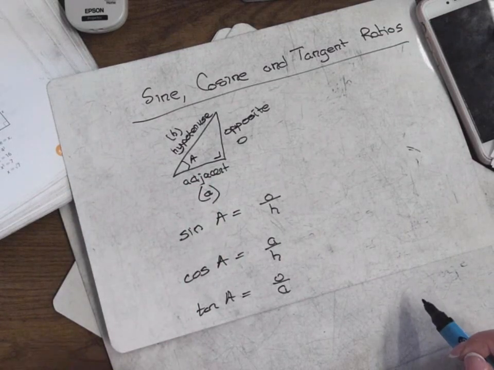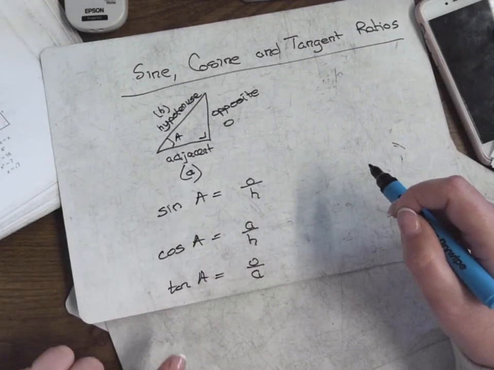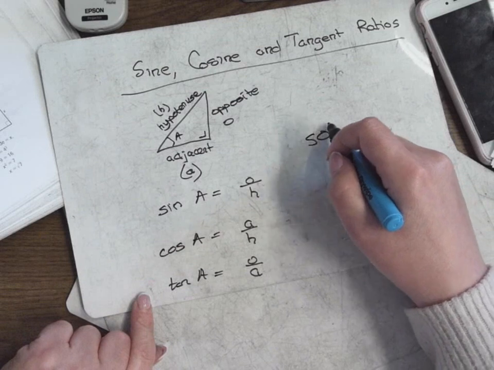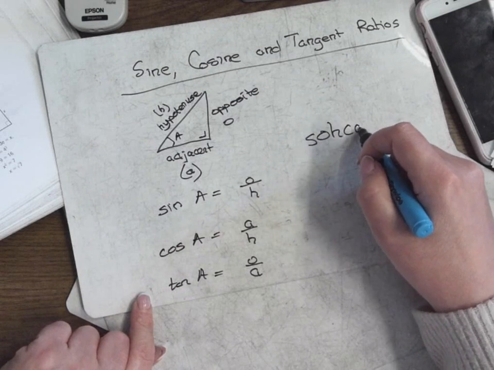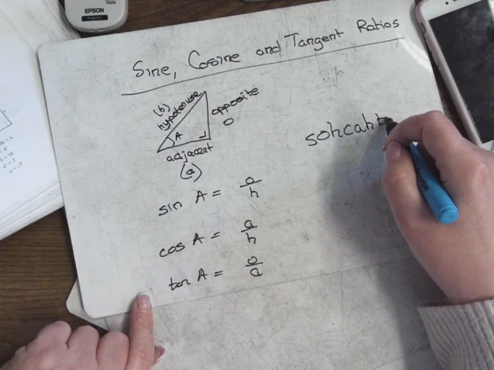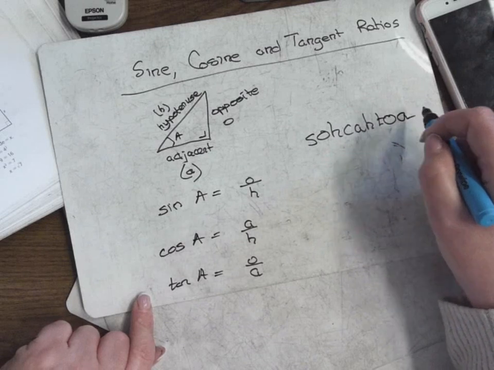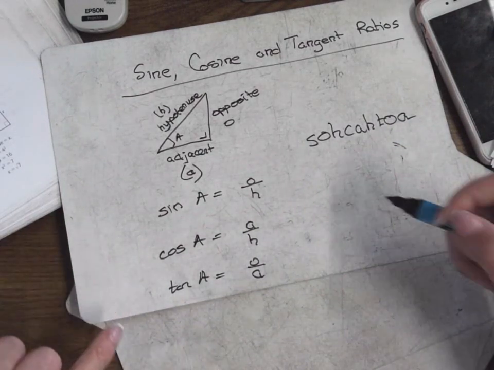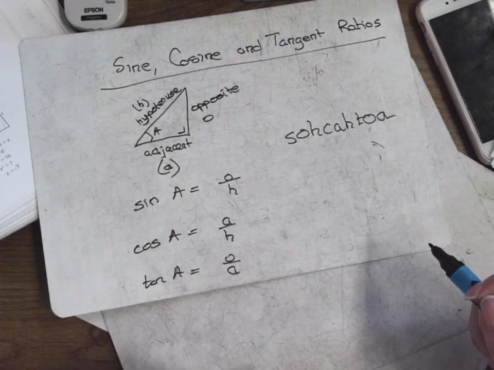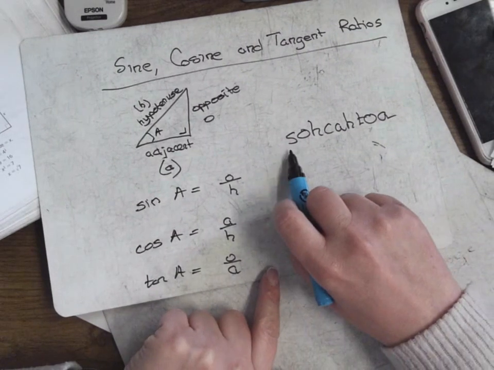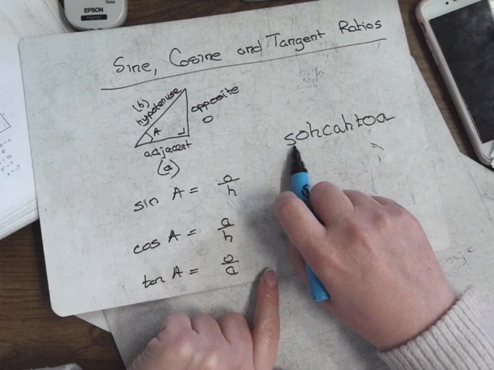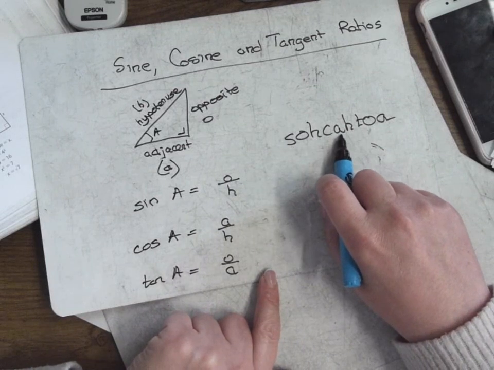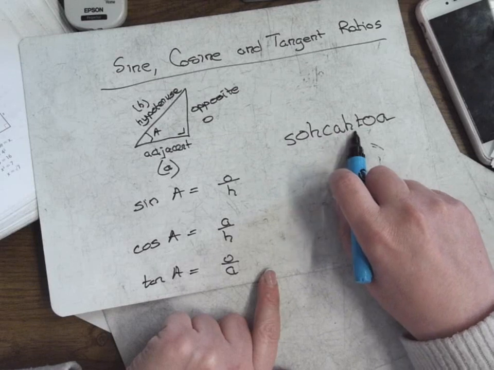Girls, you need to remember these. So how you remember these is you learn off this word. Sakatoa. So it's like a new language for maths. We just learned a new word. They should put it into the dictionary. Sakatoa. So what it means is sine is opposite over hypotenuse, cos is adjacent over hypotenuse, and tan is opposite over adjacent.